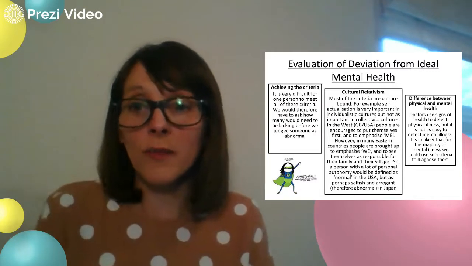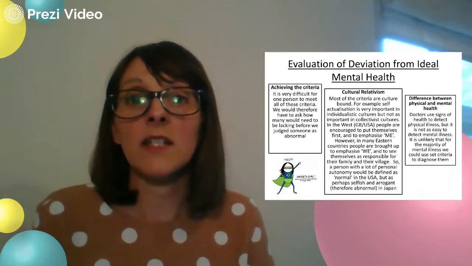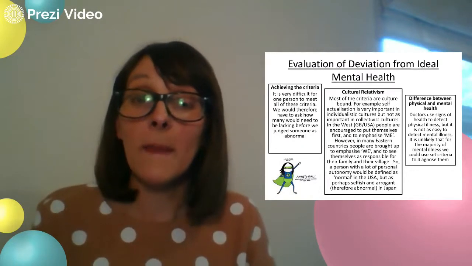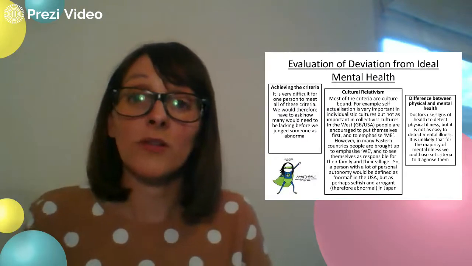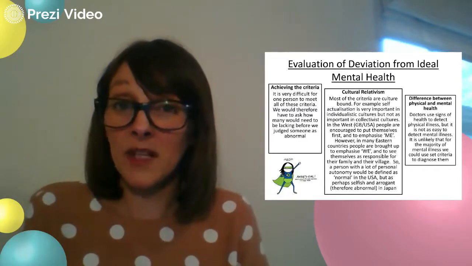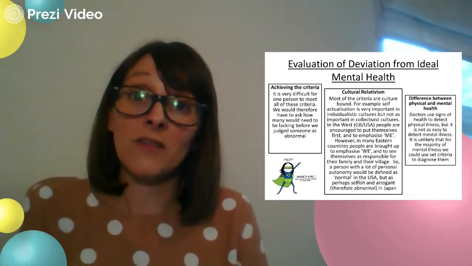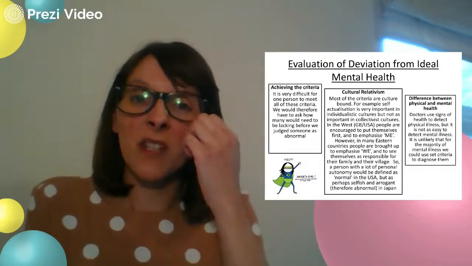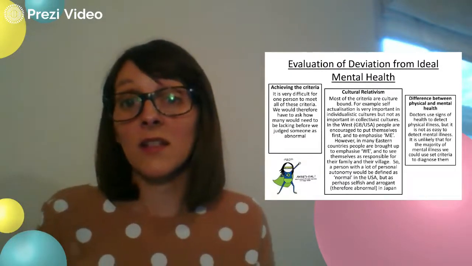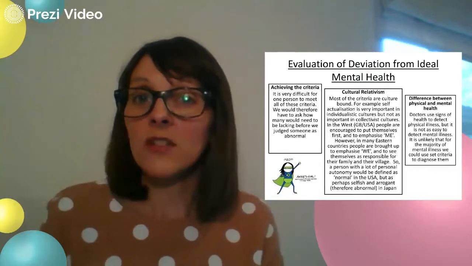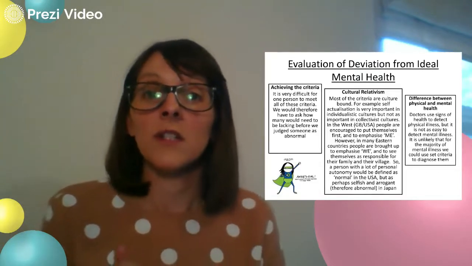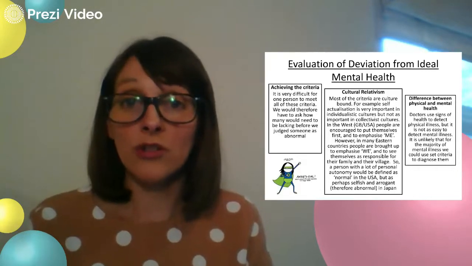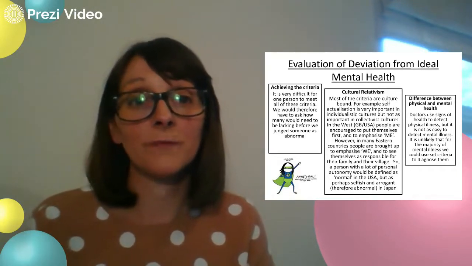So someone from a collectivist culture might find it very difficult to integrate and to cope with those stressful situations on their own. They might need support from other people, whereas someone from an individualistic culture would potentially find that quite easy. But someone from an individualistic culture might struggle with developing relationships with other individuals because they're not really used to working together as a collective, whereas someone from a collectivist culture would be quite good with that. So the criteria aren't really appropriate for all cultures, and that's something that we need to take into account.